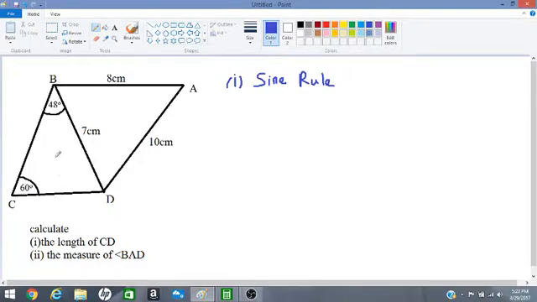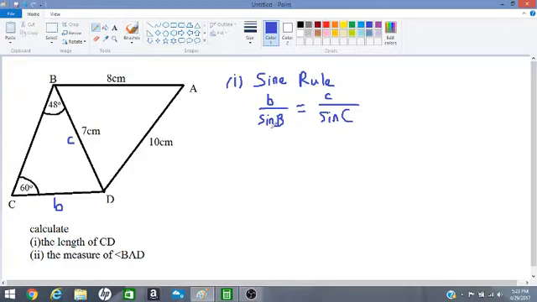Let us call the length CD, because it is opposite capital B, lowercase b. And because the length BD is opposite capital C, let us call it lowercase c. So let us write b over sine capital B is equal to lowercase c over sine of capital C.